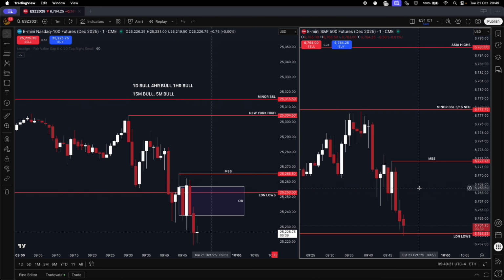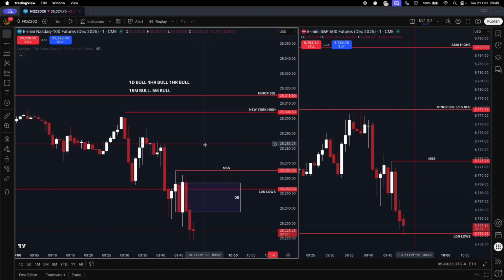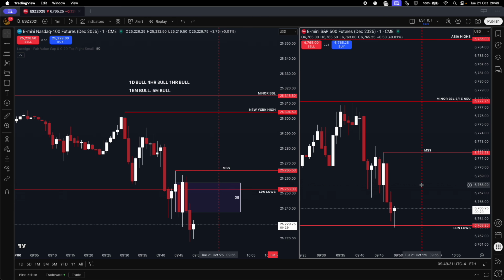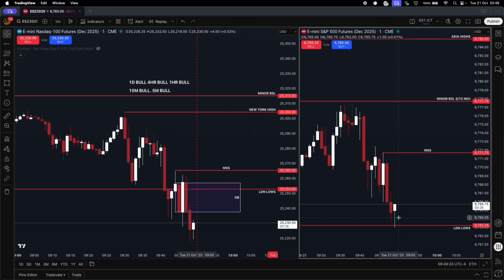because for a shift in market structure on ES, I didn't want it to really shift here because it could very easily take out the high. So it's good, it gives it a little bit more room to breathe. Preferably I'd like it to put in a short-term high around London lows.